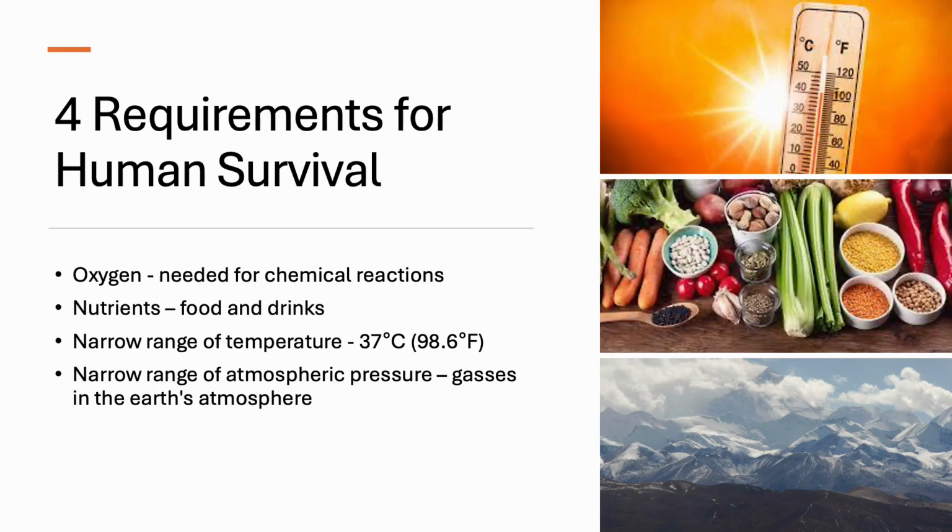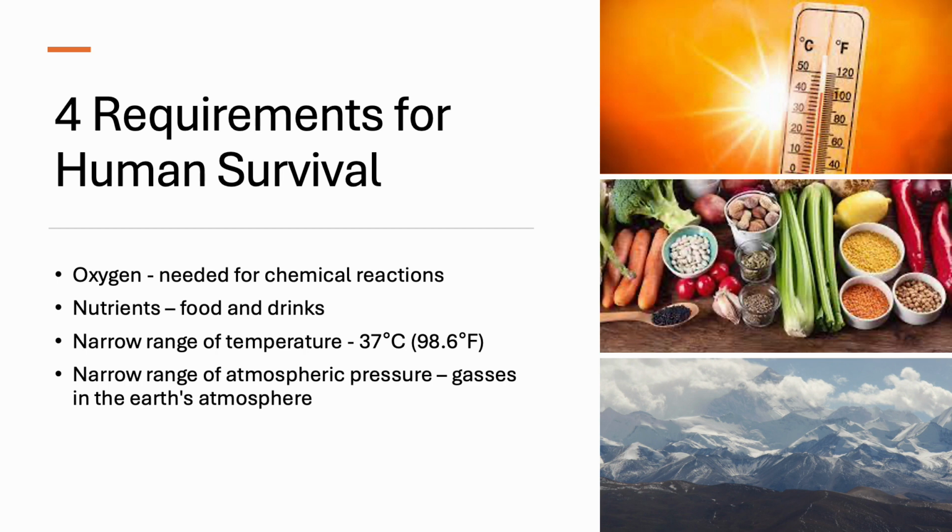The 4 requirements for human survival include oxygen, nutrients, narrow range of temperature, and narrow range of atmospheric pressure. So oxygen is essential because of the chemical reactions that keep the body alive. Brain cells tend to be the most sensitive to lack of oxygen because they need a lot of constant ATP. Nutrients are found in the food and drinks that we have, and the 3 basic classes are water, the energy-yielding and body-building nutrients, and micronutrients, which is like vitamins and minerals.